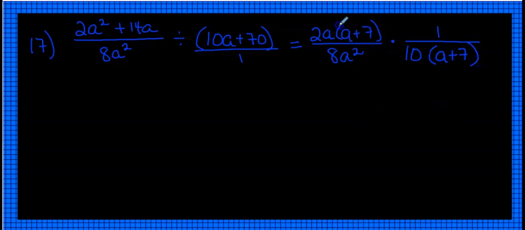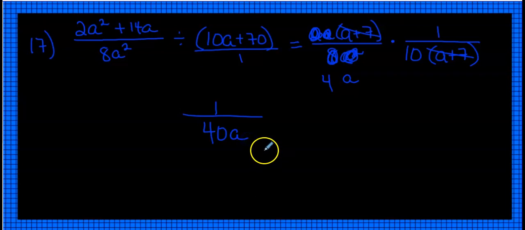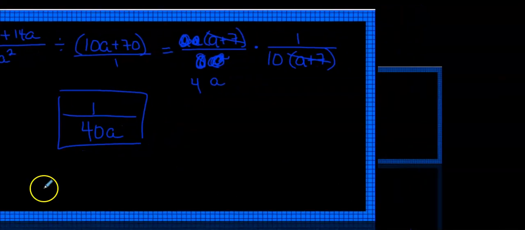Then I can cancel the a plus 7. I can cancel this a and this a squared. The 2 and the 8. And I believe that's it. The only thing I have left in the numerator is a 1. I'm going to go ahead and multiply the 4 times the 10. So that is our answer. Okay, we have 3 more.